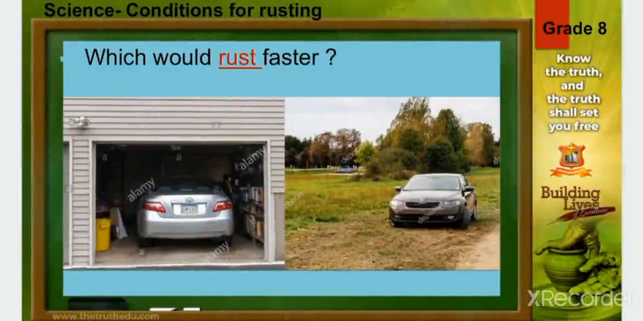Now students, look at these pictures. In the first picture, a car is always parked in a garage, and in the second picture, a car is always parked outside, right? Then tell me which would rust faster and why? Well, the car parked outside will rust faster because it would be exposed to different weather conditions, and this would speed up the rusting process.